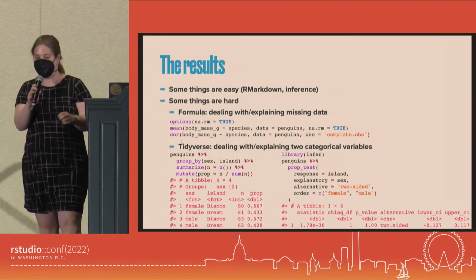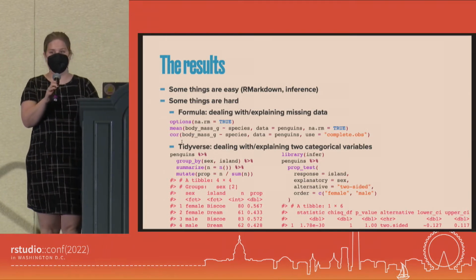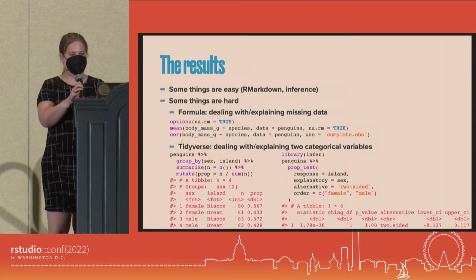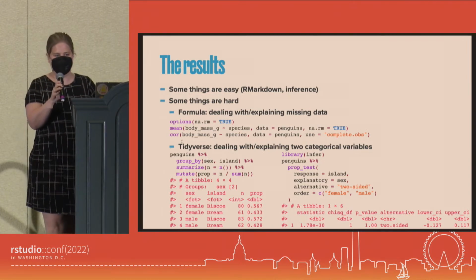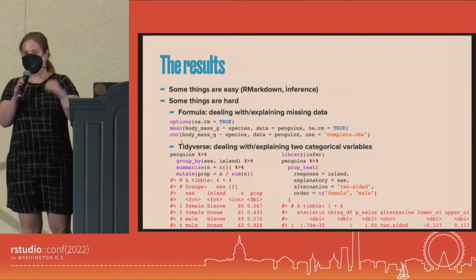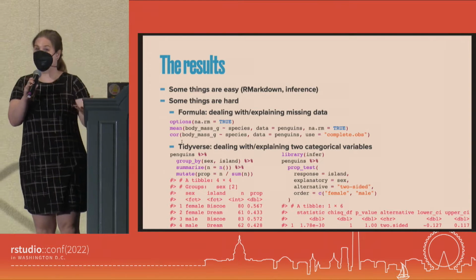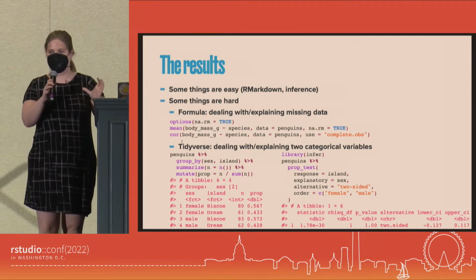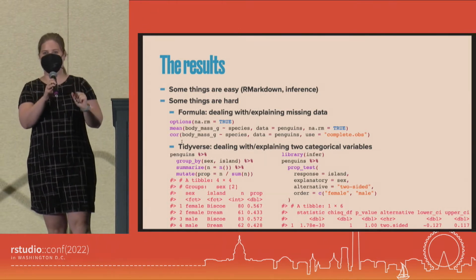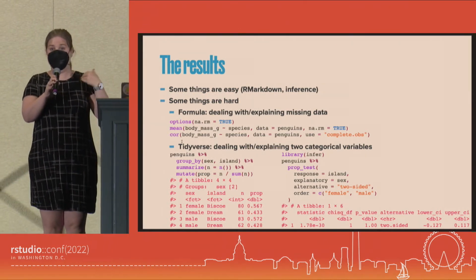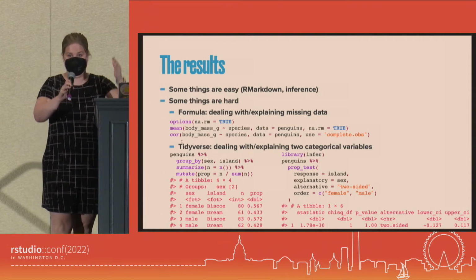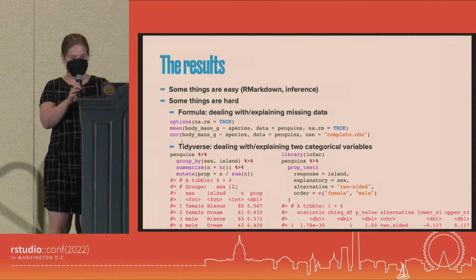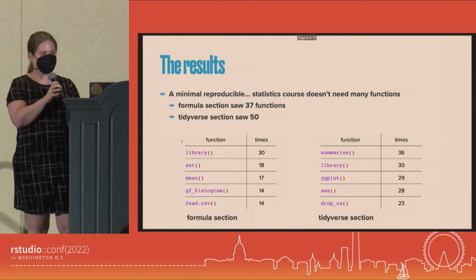So in the formula syntax, dealing with and explaining how we deal with missing data, that's pretty challenging. There's options, there's na.rm equal true, there's use equal complete obs. That was tough. In the tidyverse, dealing with and explaining the relationship between two categorical variables was a challenge. So we're used to seeing two categorical variables explained in a two-way table. That's not a tidy data structure. And it's harder for me and for students to conceptualize of the relationship when it's in that tidy format. And that can have implications when you do things like chi-square tests and proportion tests.